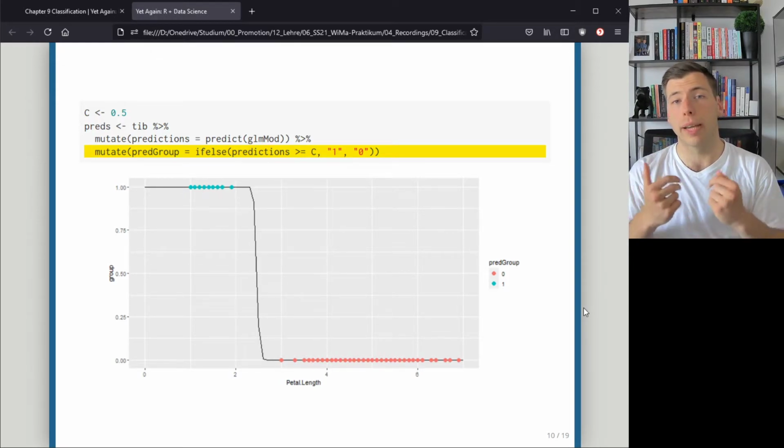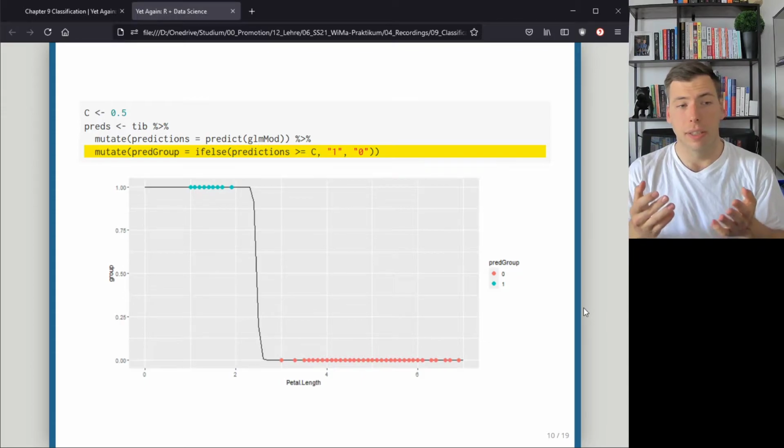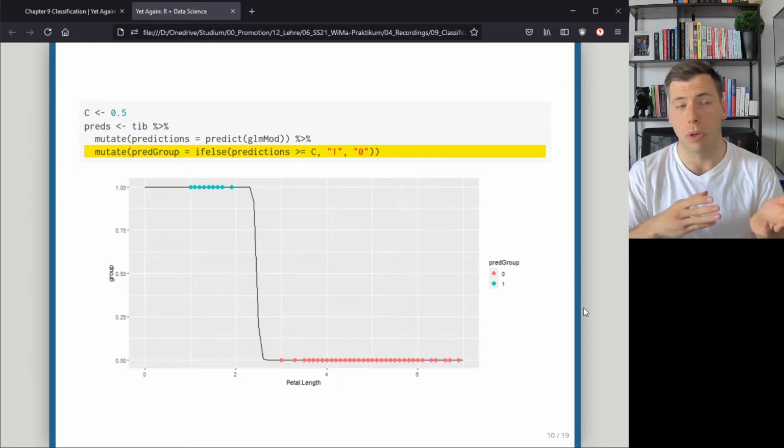And what we want to do next is then how to assess the quality of our classification. Because as you can see here, we can now fit a model, we can classify predictions as being of one group or the other, but we still need to assess whether our model is good.